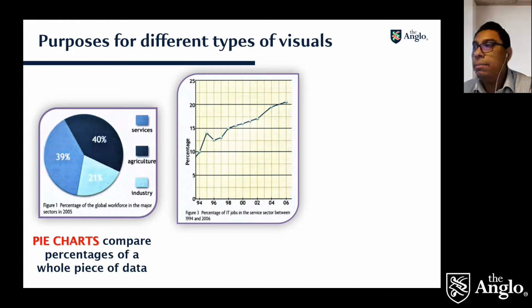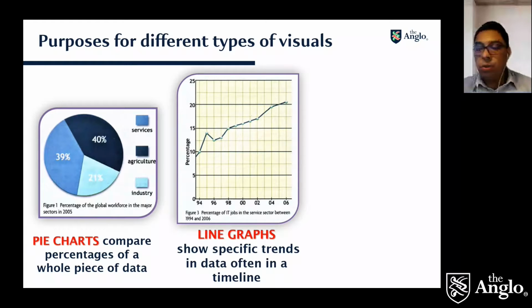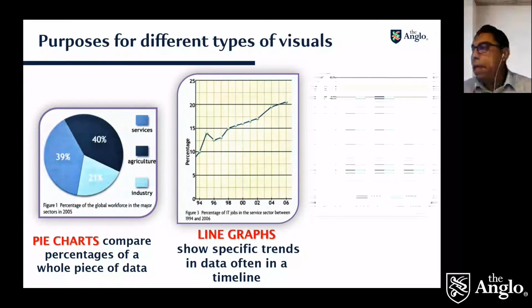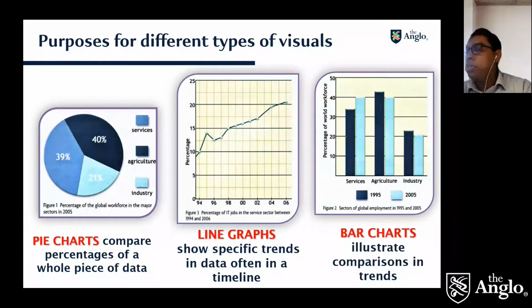Then we have line graphs. In this case, they show specific trends. The particular part is that normally they will reflect information over a timeline. So if you check, for example, at the very bottom, you have 94, 96. So these are years. So normally this will show the performance or the development of something over a period of time. Okay. And then we have the bar charts that normally illustrate comparisons in trends.